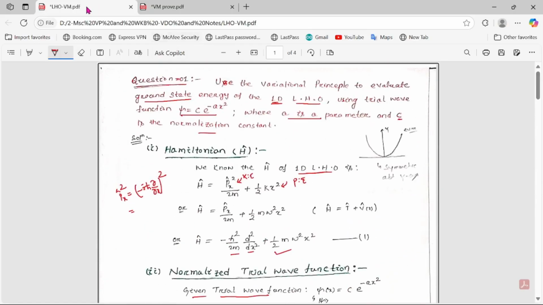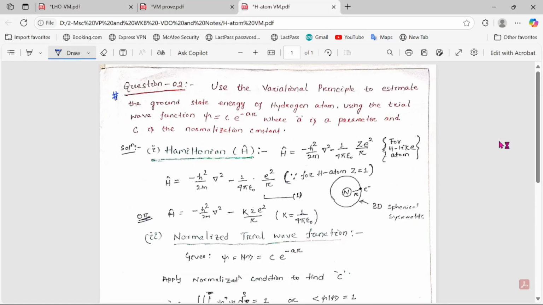In our next class we are going to discuss question number 2, that is, use the variational principle to estimate the ground state energy of the hydrogen atom. Here the trial wave function is given as c e to the minus ar, where a is the parameter and c the normalization constant. So here we are going to consider the 3-dimensional picture. That we are going to discuss in our next class.